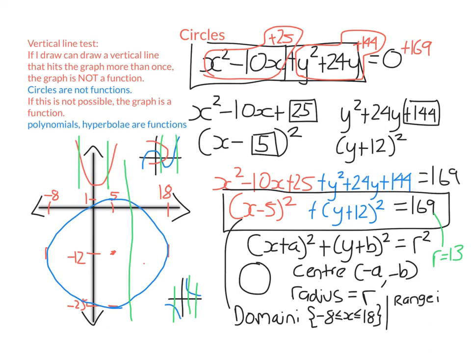If I look at the range, the set of values that y can take, I see that y can take any value between and including minus 25 and 1. From the center point at minus 12, it can go 13 up and 13 down. So the range would be y is between and including minus 25 and positive 1. So domain and range done.